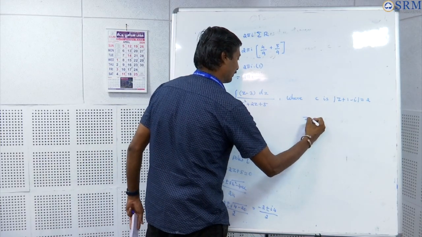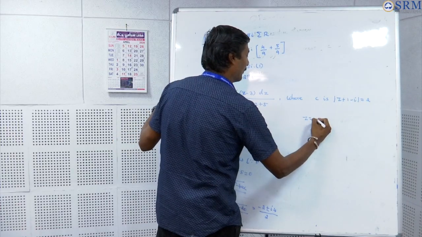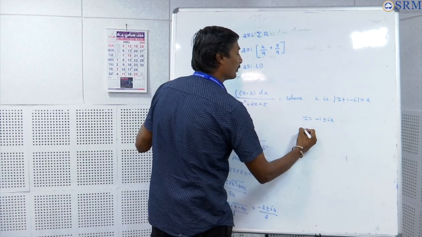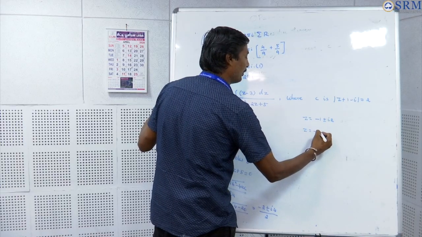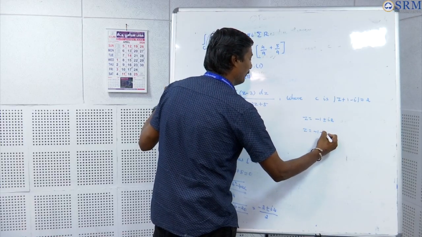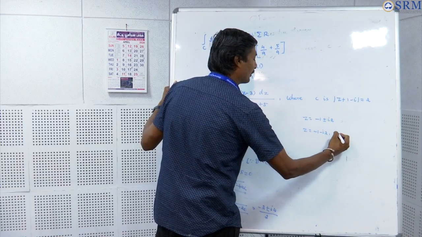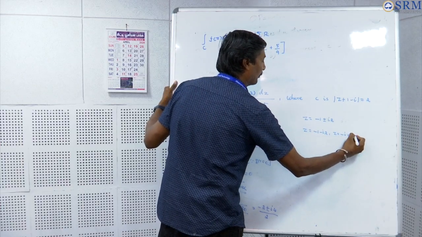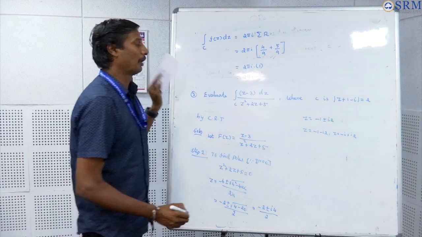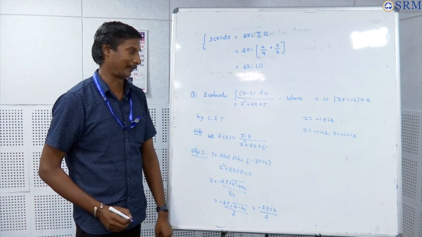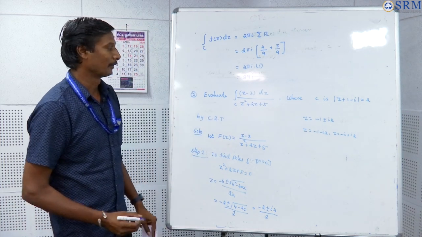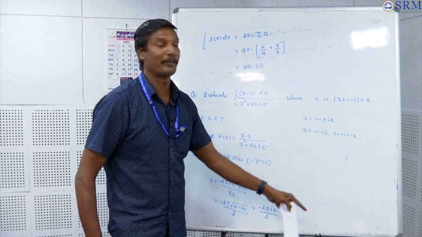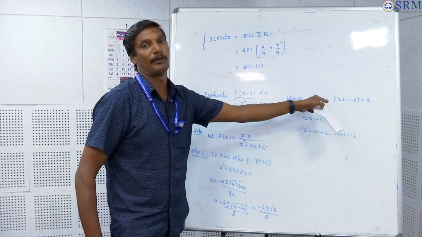Okay, and the 2 cancels. I get z equal to minus 1 plus or minus 2i. So the points are z equal to minus 1 minus 2i and another point z equal to minus 1 plus 2i. So I am getting 2 pole points. Next step: do these points lie inside C or outside C?